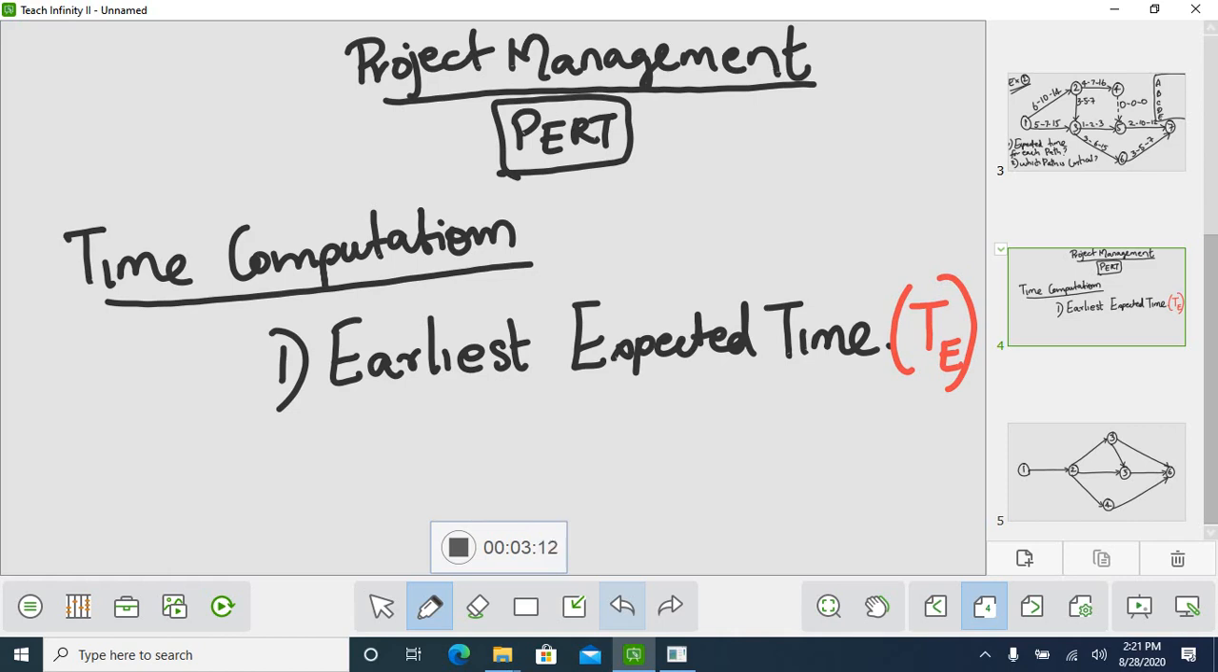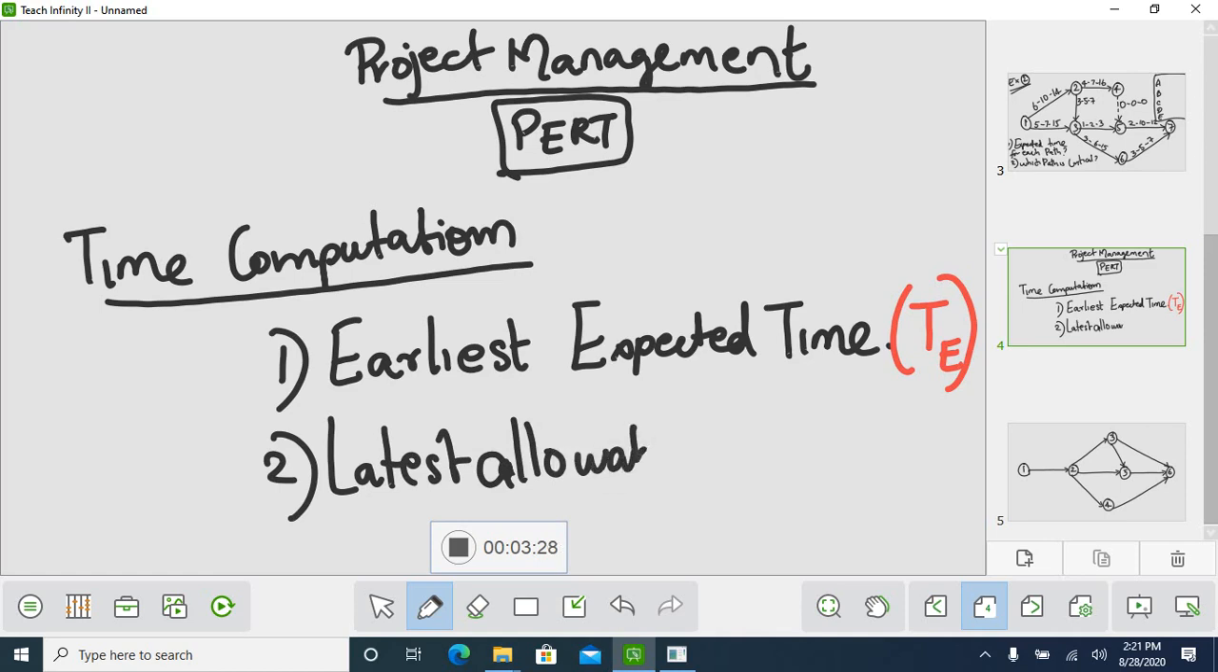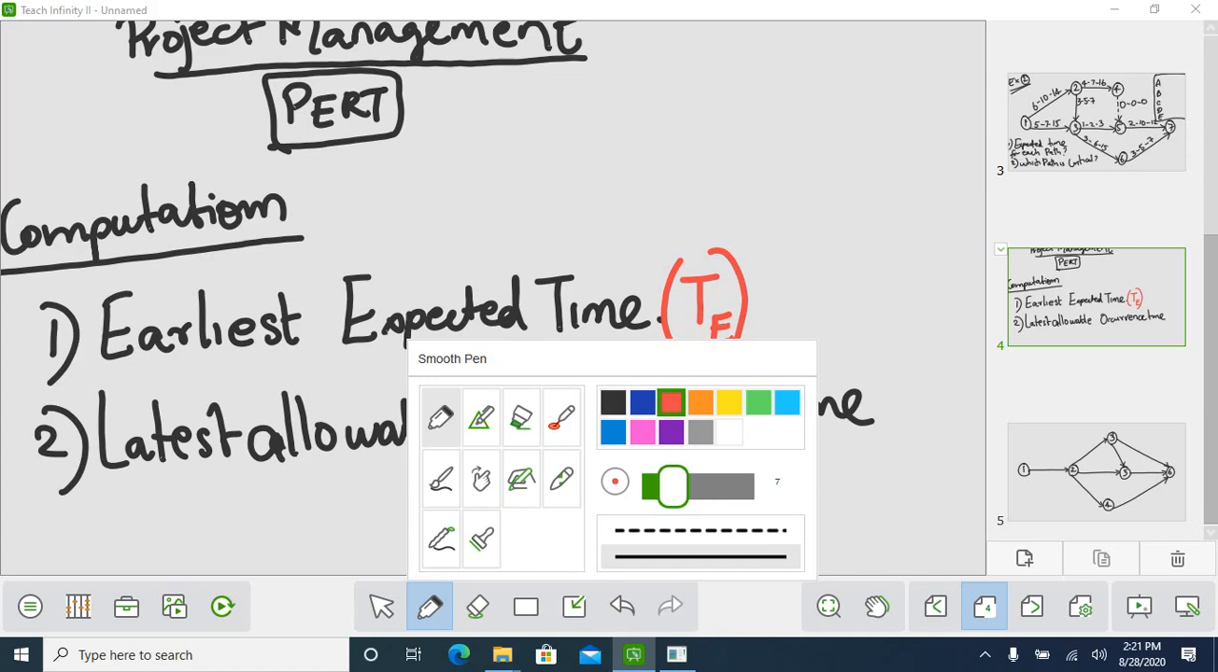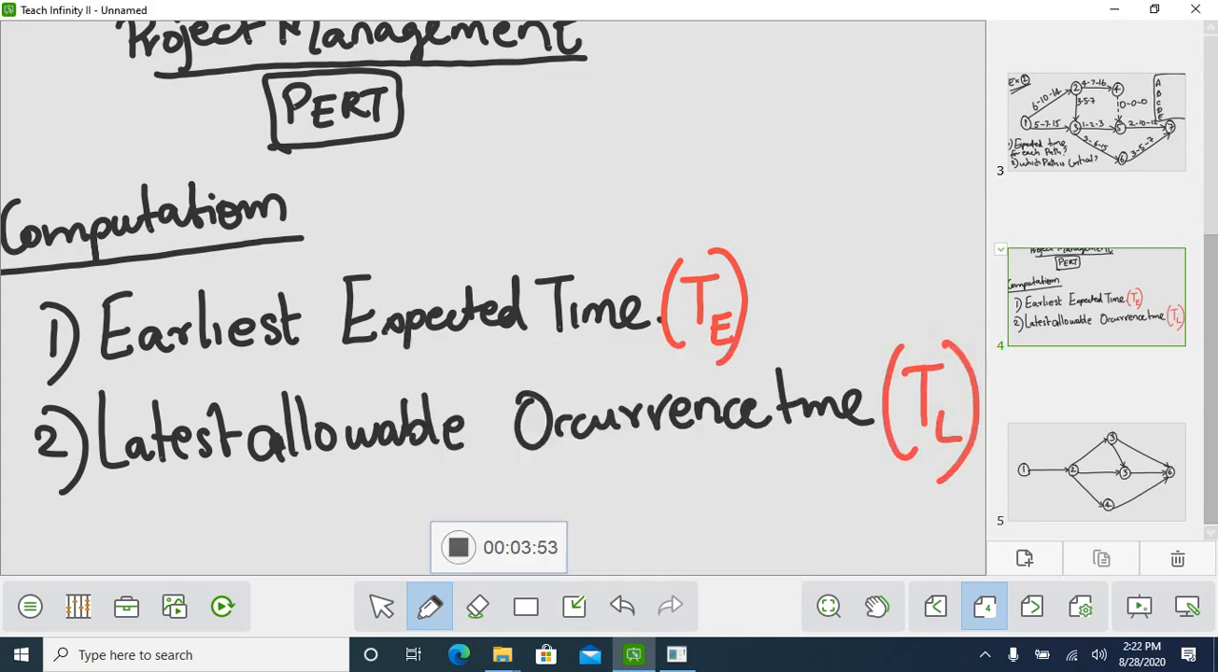Next is the latest allowable occurrence time, represented by capital TL. The latest allowable occurrence time is always the minimum number, so you have to take the minimum. So this is latest allowable and earliest expected time.